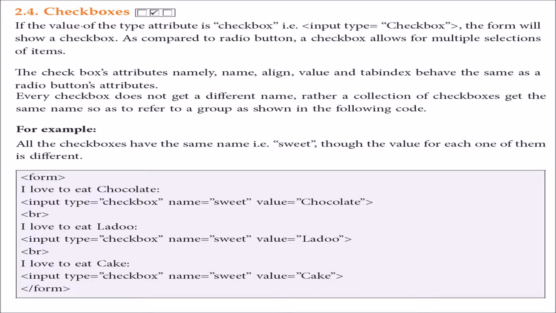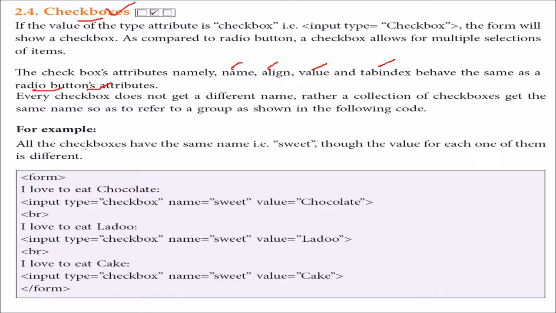Let us continue with the checkboxes. Last time we saw the radio button. With radio buttons, we can select only one option from multiple options. But if we want to choose multiple options from various options, then you will use these checkboxes. All the attributes like the name, align, value and tab index are similar to the radio button attributes. And if you want to group them, since they are similar checkboxes, you do not give them a different name.